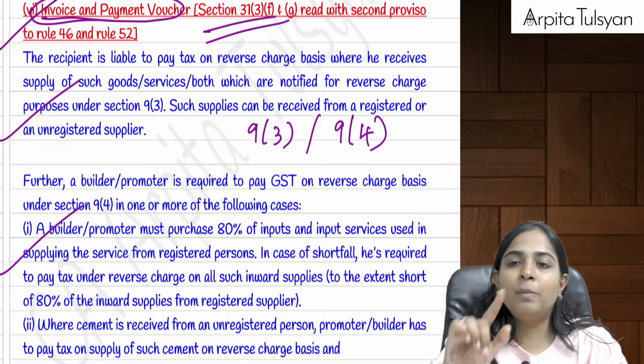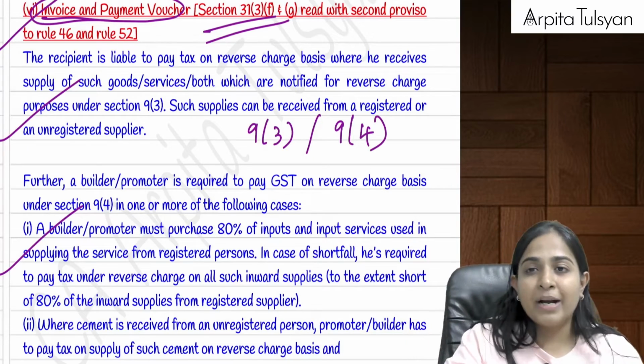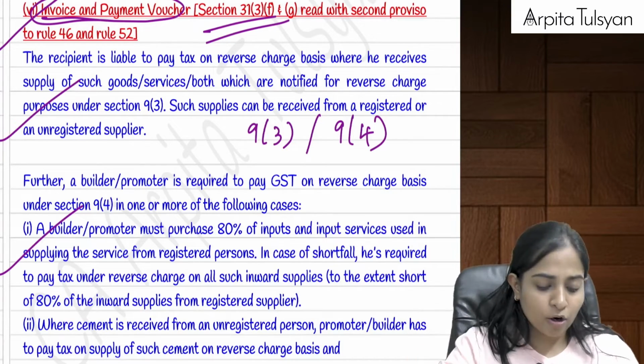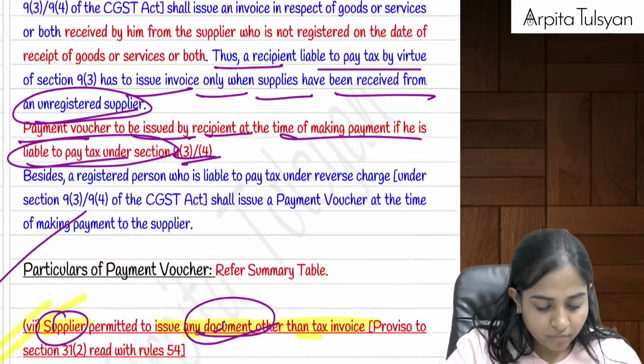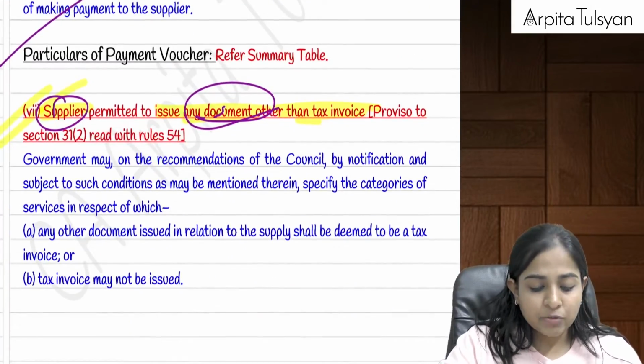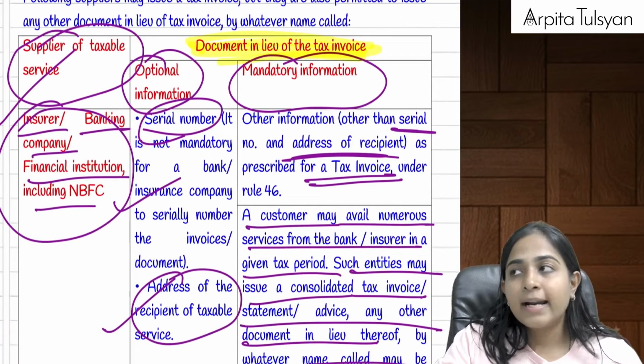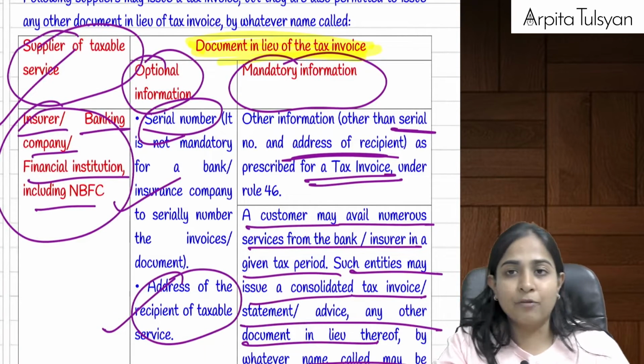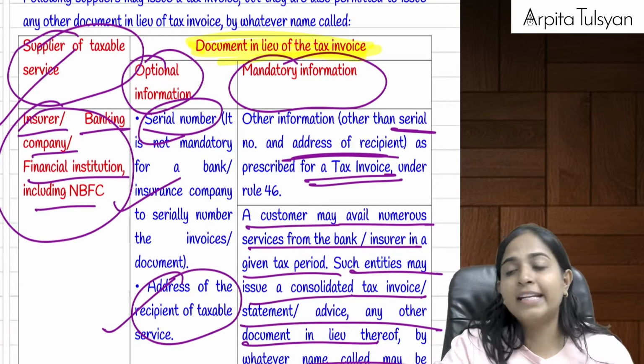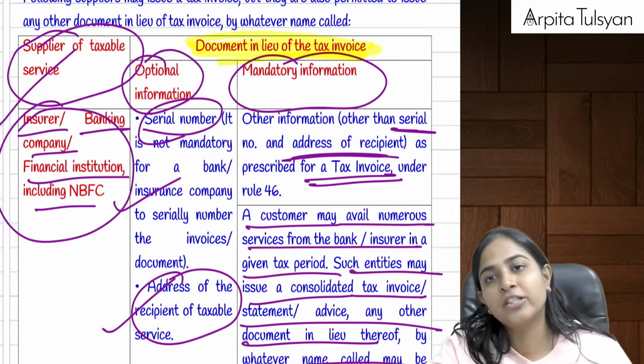For that, you will be issuing a document called a payment voucher, saying that you have done payment to me of so and so amount, right? Then the next one: there are some notified persons who are exempted from issuing tax invoices. Instead of tax invoices, they can issue any other document.